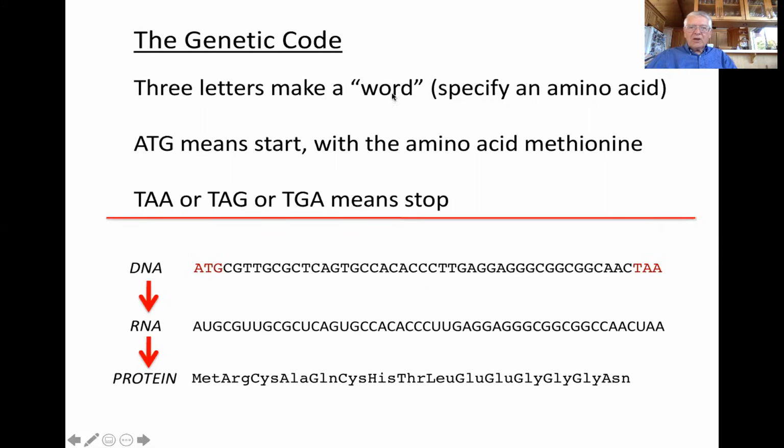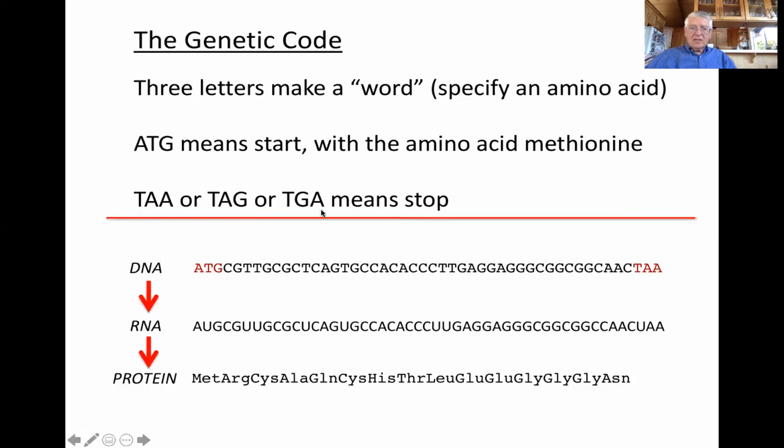And what a word is, in the central dogma of molecular biology, is it specifies an amino acid. And this is what proteins are made out of. So ATG means start. It also specifies a particular amino acid, the one methionine. And that means that almost all proteins always start with a methionine. There turned out to be 3 different letter combinations that mean stop: TAA, TAG, or TGA.